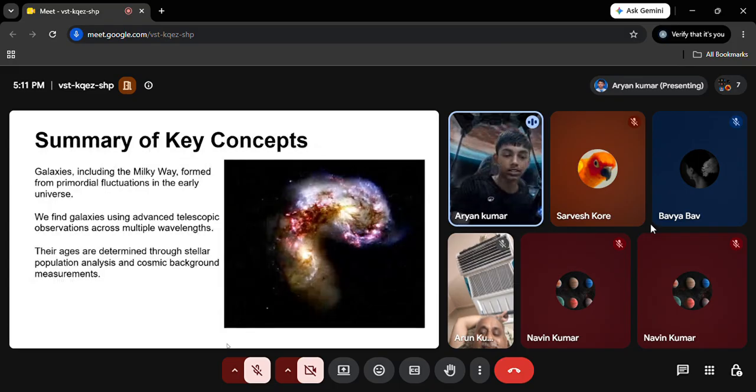Summary of key points: galaxies, including the Milky Way, formed from primordial fluctuations in the early universe. We find galaxies using advanced telescopic observations across multiple wavelengths. Their ages are determined through stellar population analysis and cosmic background measurements.